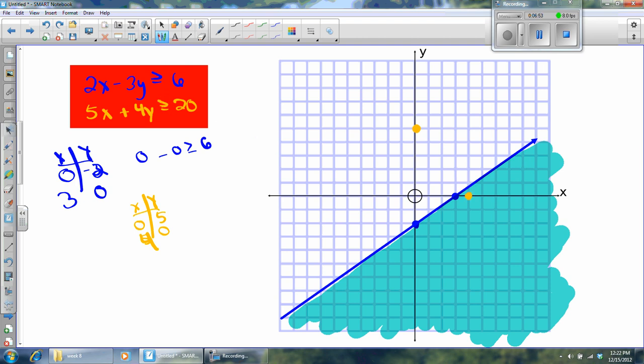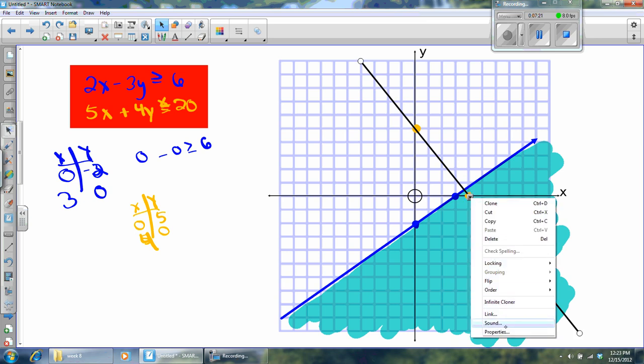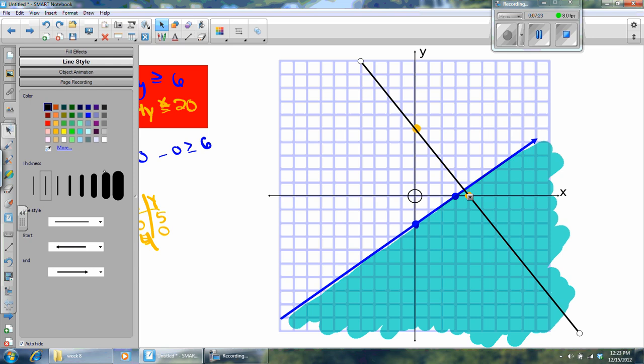It's supposed to be less than or equal to, sorry, less than or equal to. And it's going to be a yellow line. So what do I do? Go 5 over 4. 1, 2, 3, 4. Right? And it's solid because it's equal to. And that'll be, there we go.